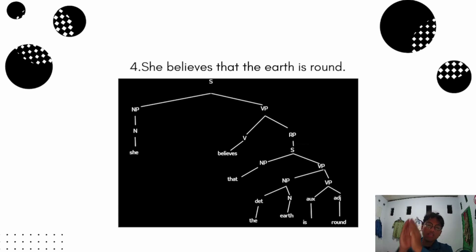In the clause, which has three more lines, the sentence is noun phrase and verb phrase. The noun phrase is "that", the word is the, and the noun is earth. The verb phrase is auxiliary and adjective. The auxiliary is is, and the adjective is round.